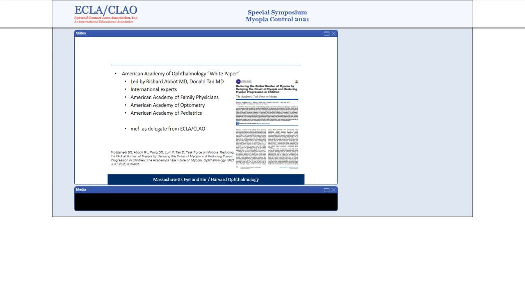Pediatrics. In this task force, we focused on how to reduce the global burden of myopia by delaying the onset and reducing myopic progression in children. And I was a participant, and much of this talk is developed from that white paper. You can find that white paper published in the Academy's Blue Journal, Ophthalmology.